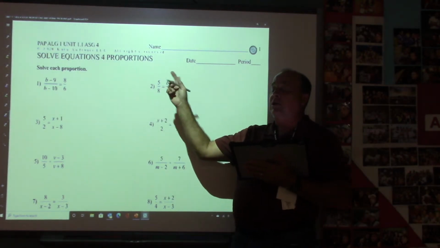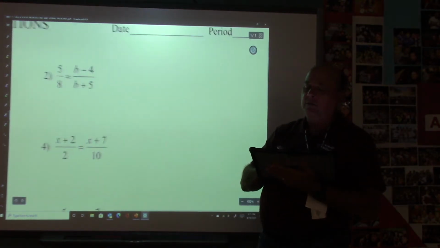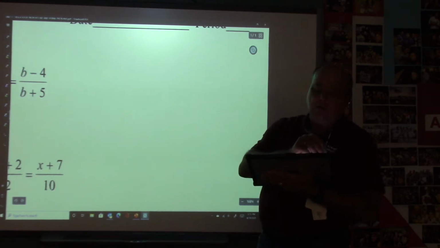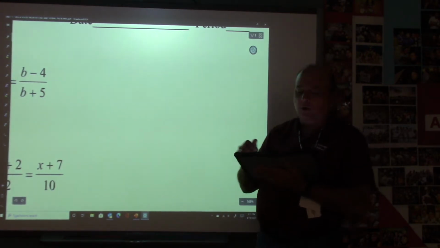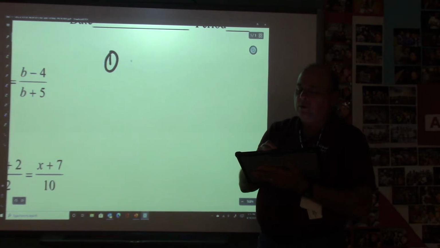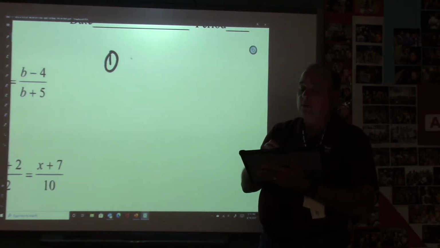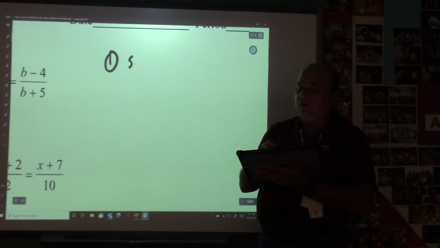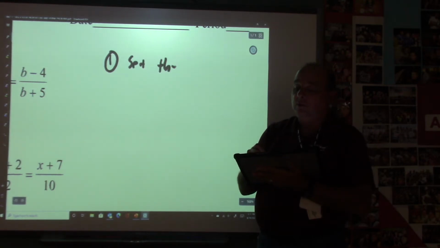You did this in junior high. Okay, you did this in junior high. So the steps go over here to the right. We're going to write down our notes. Okay, step 1 to solve proportions. Let's see how we're going to write this down. Set the cross products equal to each other.